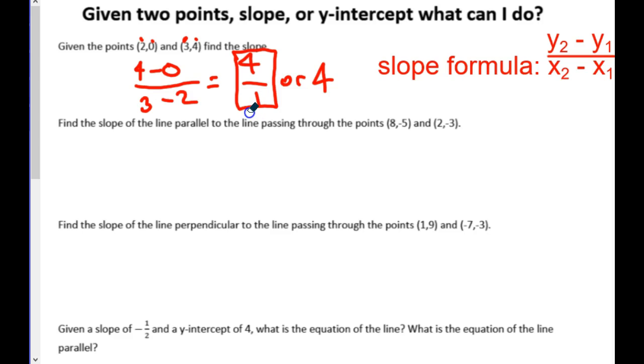Any questions with the first one? Second one, find the slope, again, of this time it says parallel, a line parallel to this line with these points. Okay? So, first let's find this slope. What is y2 of these points?